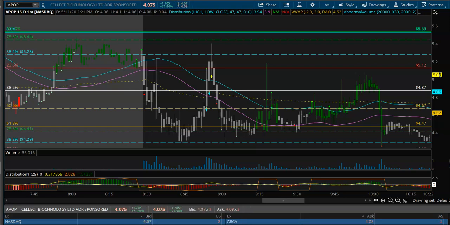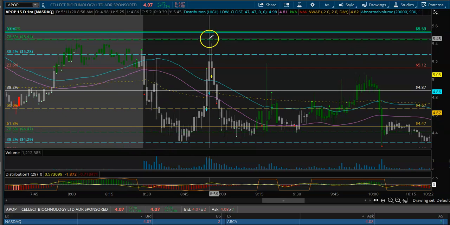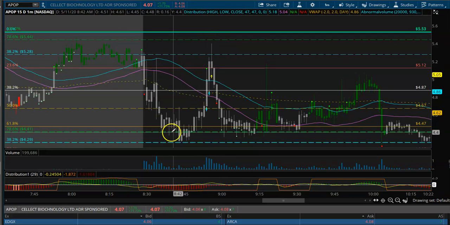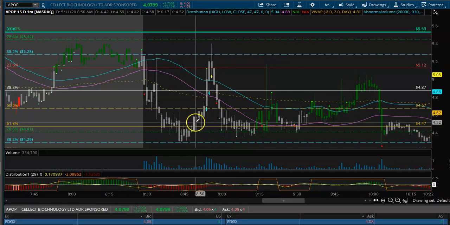The fade at the open, the attempted recovery here, and more failure, and then a huge squeeze to a new high of day. This was all trapped shorts. Okay, this was where I was long.